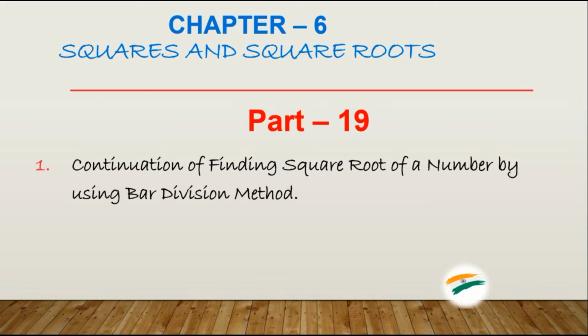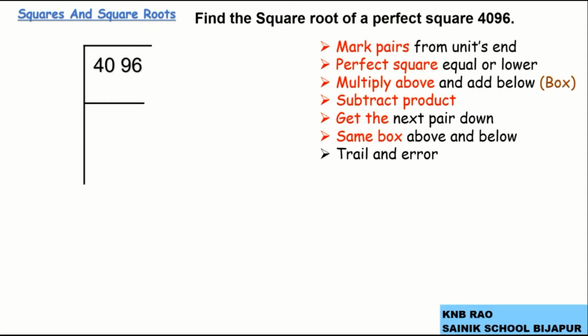In our previous session, part 18, we learnt finding the square root of a number by using the long division method or bar division method. We will continue the same topic, which is a very important topic. Students, here I stopped discussing with you in our previous session finding the square root of a number 4096, and we continue from there, finding the square root of a number when there are odd digits or an odd number of digits.